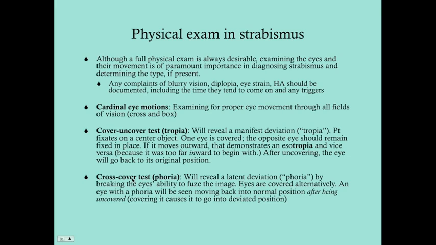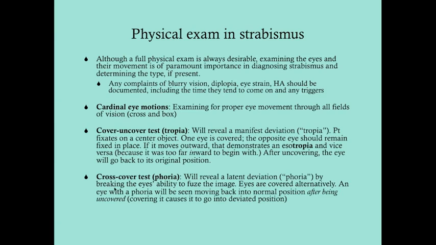So what you're doing with the cross-cover test is you're having the patient look at your nose or look at something across the room, and you're alternating cover quickly from the right to the left, from the left to the right, and you're covering each eye. And what you're doing here is you're breaking the eye's ability to fuse the image into one, which they should normally be able to do. The eye with a phoria will be seen moving back into a normal position after being uncovered.